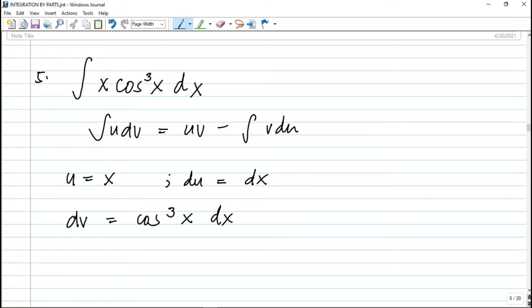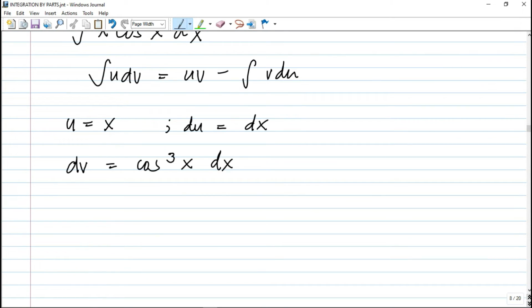This is the tricky part here. Okay, integral natin to. This is another problem for us. Okay, dv equals cosine cube x dx. So we integrate this both sides. Now we don't have a formula for this type of problem sa integral calculus. It cannot be solved directly.